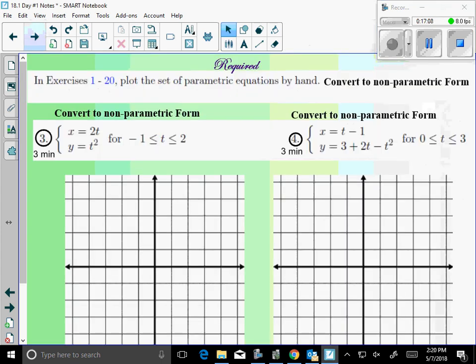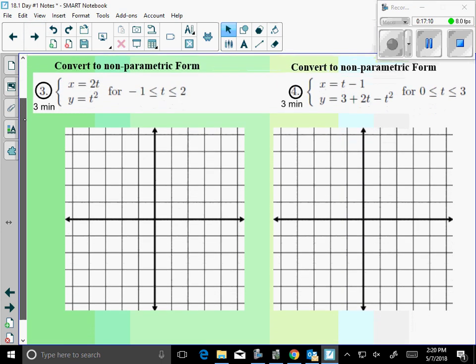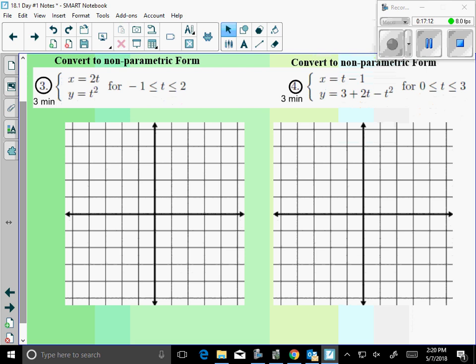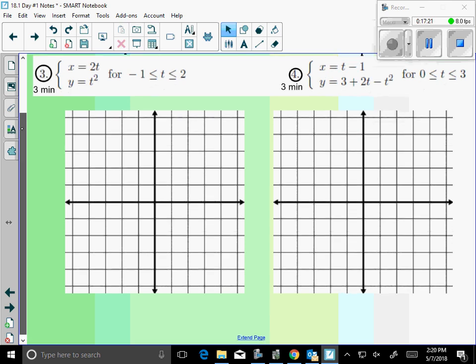So what if it's not so nicely linear? Ooh. All right. So then what? I think number 4 looks a little more intimidating than number 3. Okay. So let's try number 4 together.